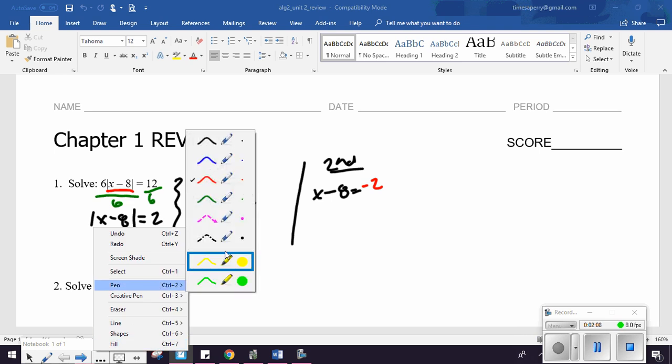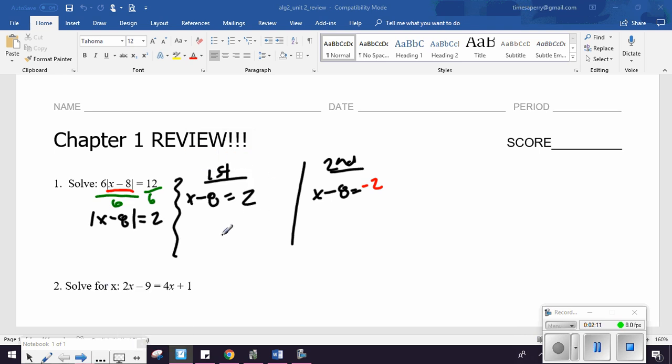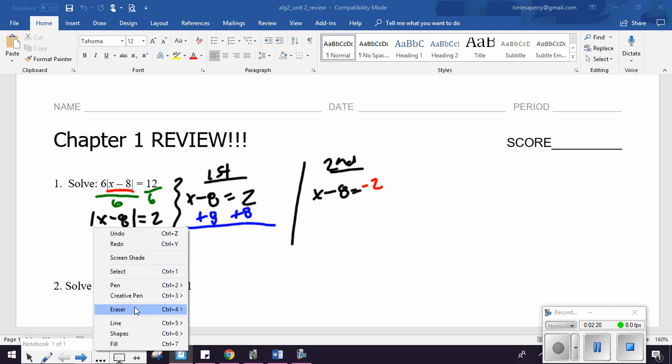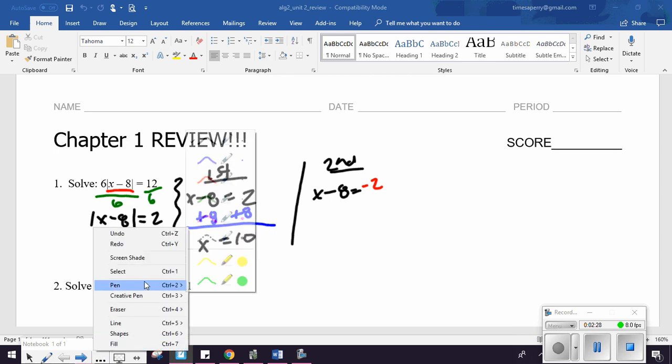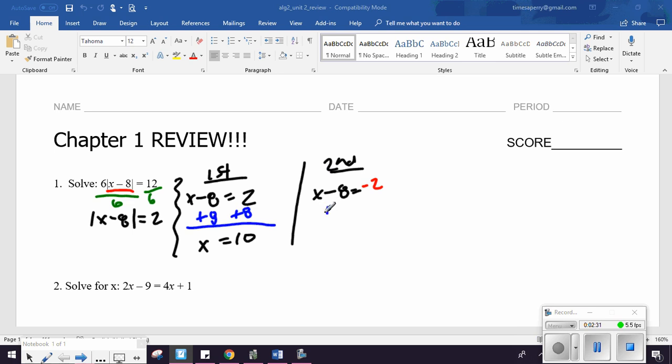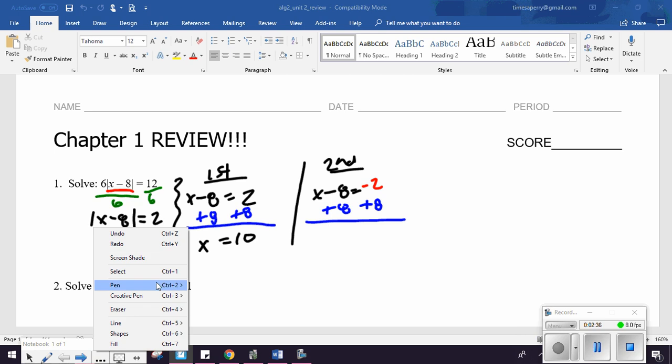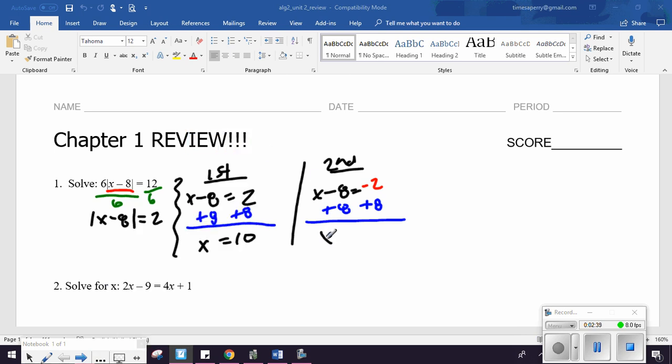Now solve each individual equation. Yes, you have to solve both. So on the first one, I'm going to add 8 to both sides, which would leave me with x is equal to 10. On the second one, I'm doing the same thing, adding 8 to both sides, which in this case would leave me with x is equal to 6. Now, before I box them, I need to check to see if they're actual solutions.